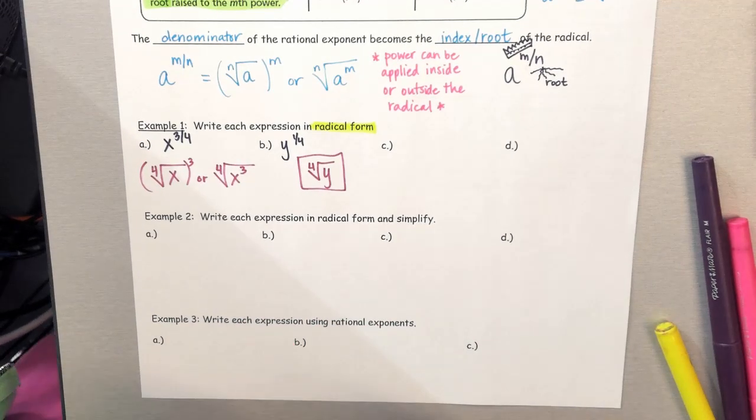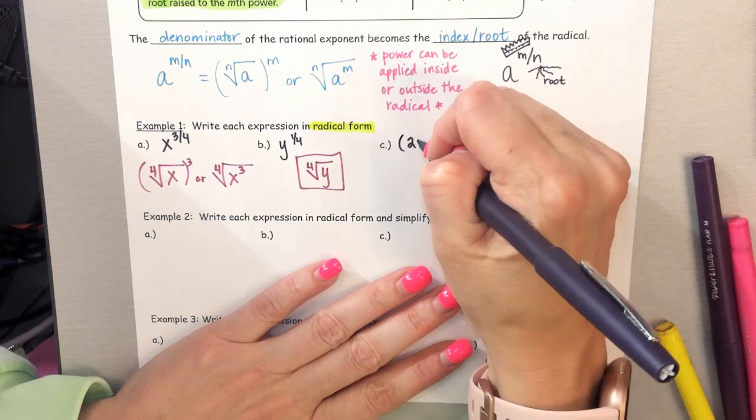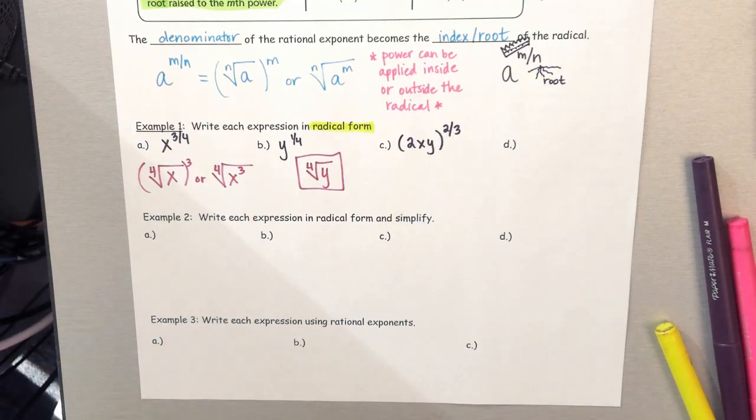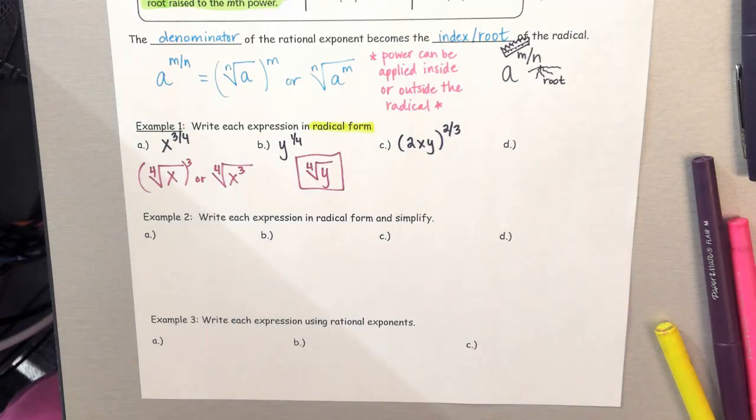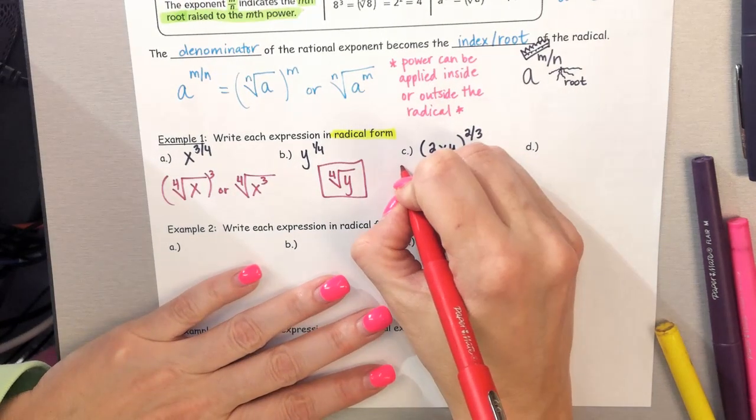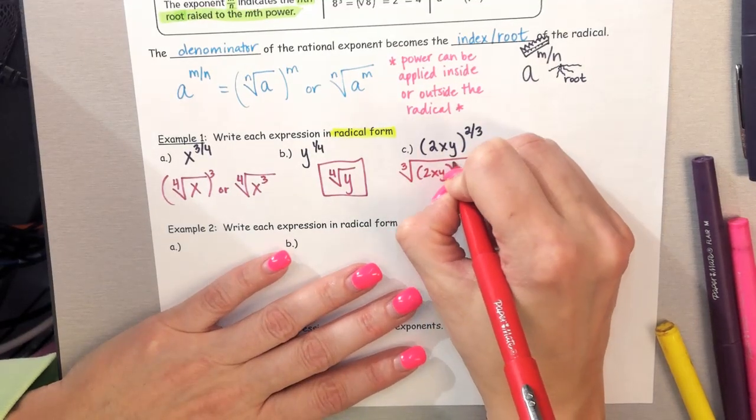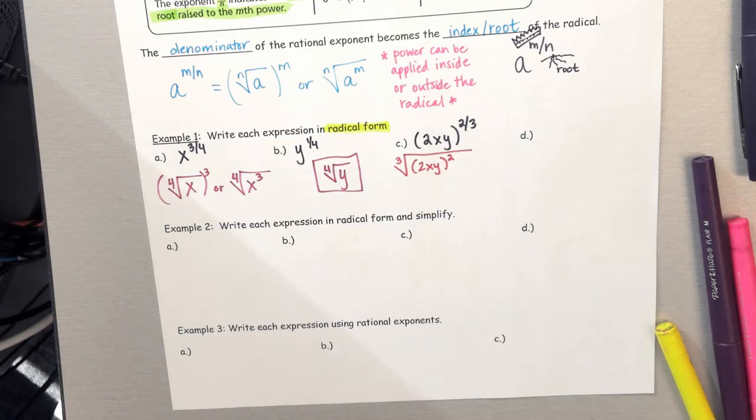Okay, for B, it's just the 4th root of y. All right, now for C, you are going to have parentheses. So you have 2xy all to the power of 2/3. Whenever you have parentheses, that means you are going to have to apply that fraction to everything that's inside of it. And so when we do that, we're going to make a radical. So we're going to do the 3rd root, and then everything inside, 2xy, has to be raised to the 2nd power.